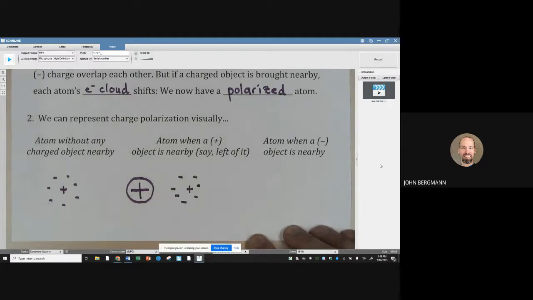because it's attracted. And you can see now that the center of negative charge doesn't line up with the center of positive charge. The center of negative charge is slightly to the left here. This atom here is polarized.